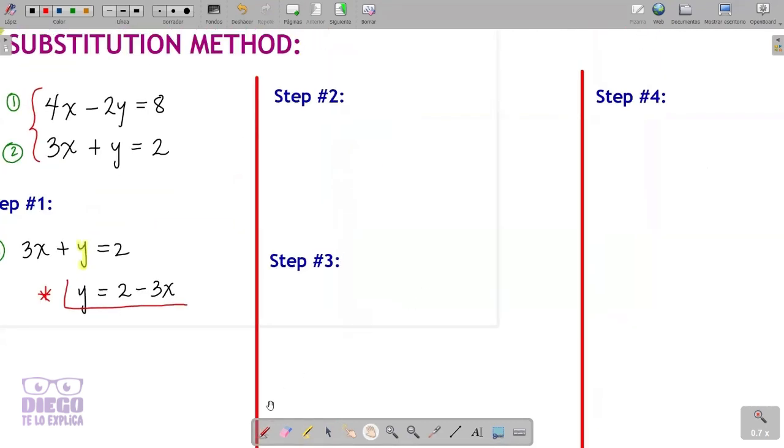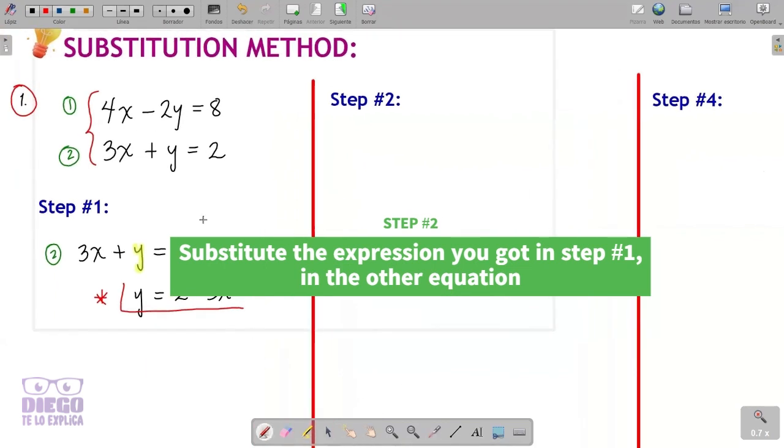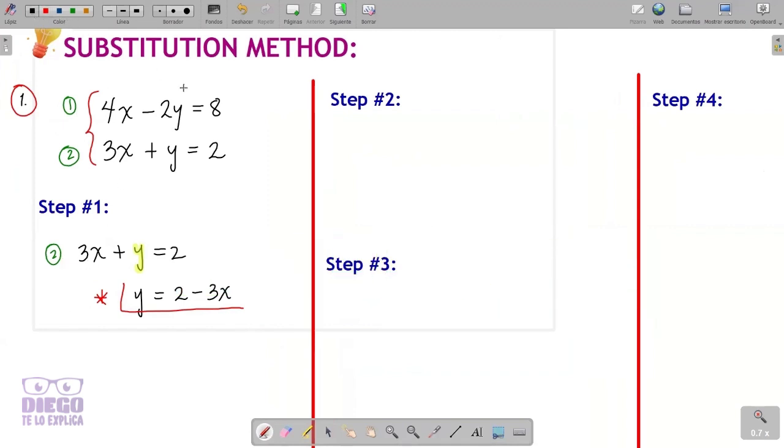Okay, let's go to step number two. Step number two, we are going to substitute. That's the reason for the name of this method. We are going to substitute the expression of y in the other equation. As we worked with equation number 2, we are going to work with equation number 1. Vice versa, if you use equation number 1 in the first step, in the next step you have to work with the other equation. In this case, we're going to work with equation 1, and I'm going to write it here, just for me to know that I'm working with the other equation.